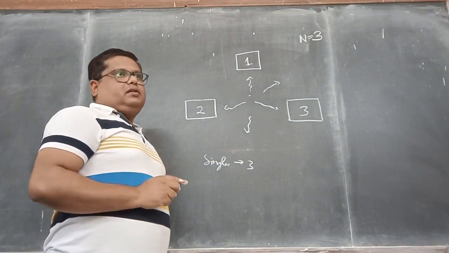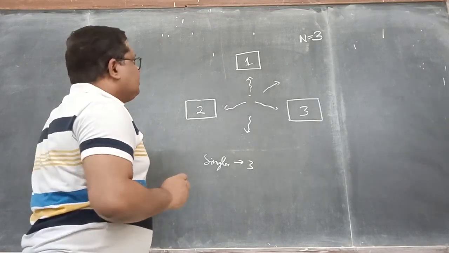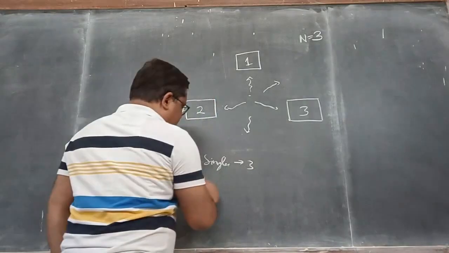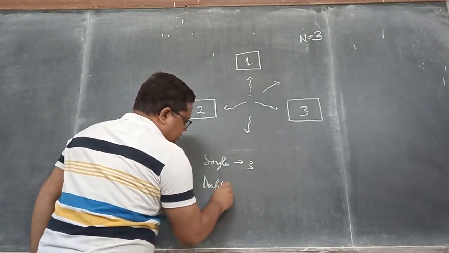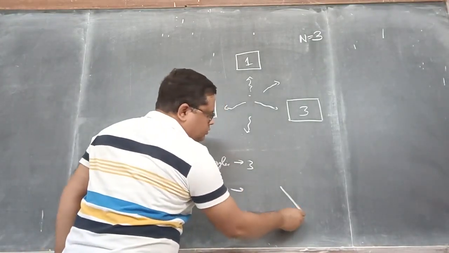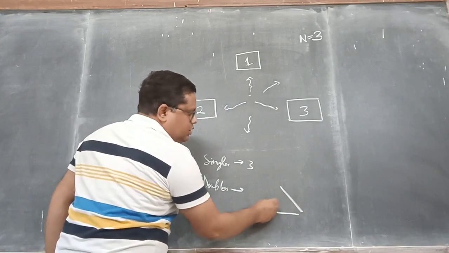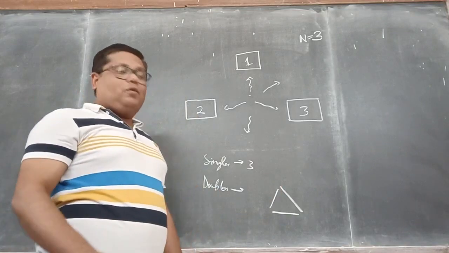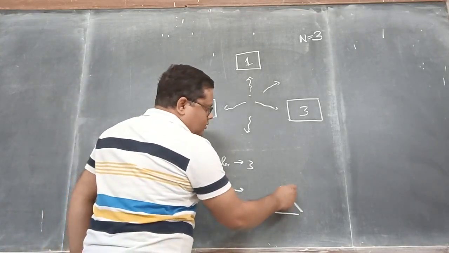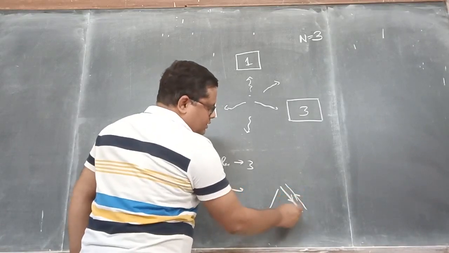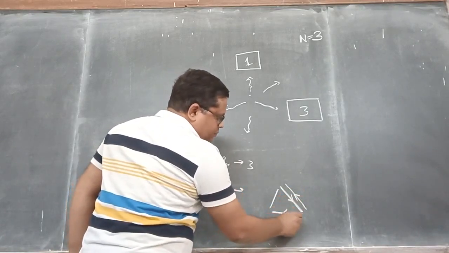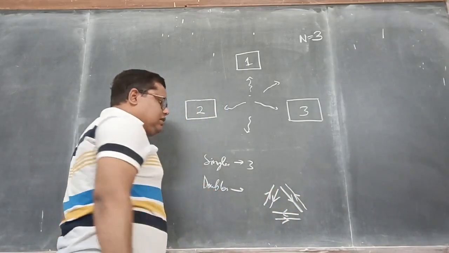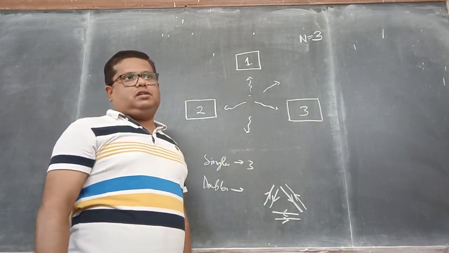Next, doubles. Now you see, for doubles we have this possibility: 1, 2, 2, 3, 3, 1. So how many? 3. But actually it is not 3, it is 6. Why? So 1, 2, then 2, 1, again 2, 3, 3, 2, and likewise. So can you tell me why there are 6 possibilities instead of 3?